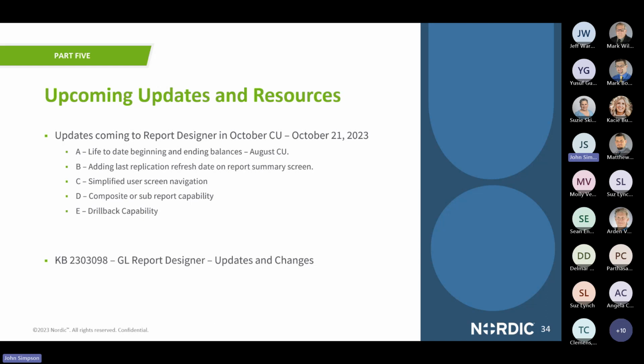One they've rolled out, but I think there's going to be more updates to it, which is the life to date, beginning and ending balances. So initially, when the reports rolled out, the beginning and ending balances didn't actually calculate. I don't know if it was not part of the initial API, if there was an issue with it, but they put in an update in the August CU, so now we get life to date, beginning and ending balances.